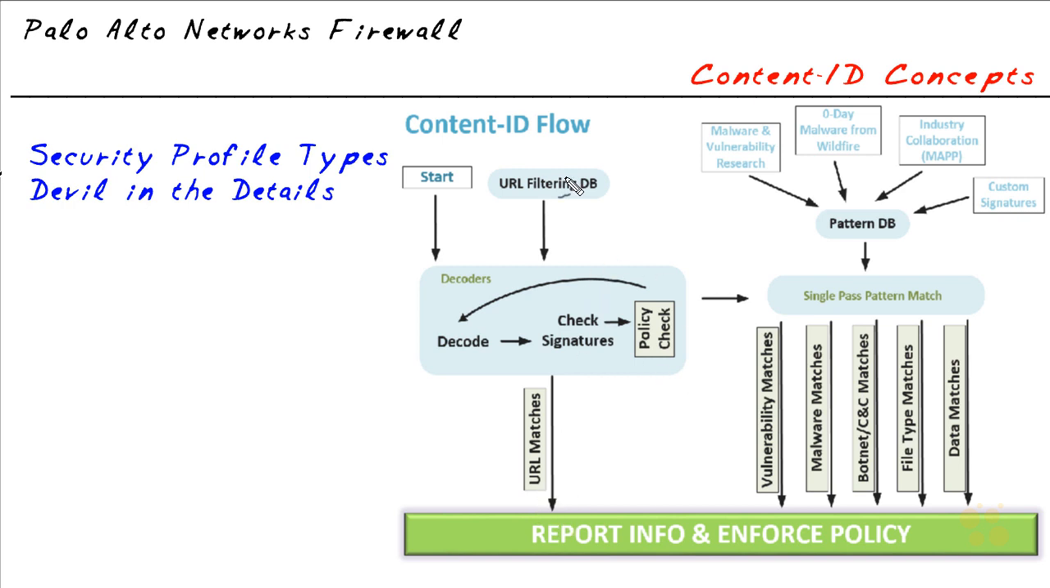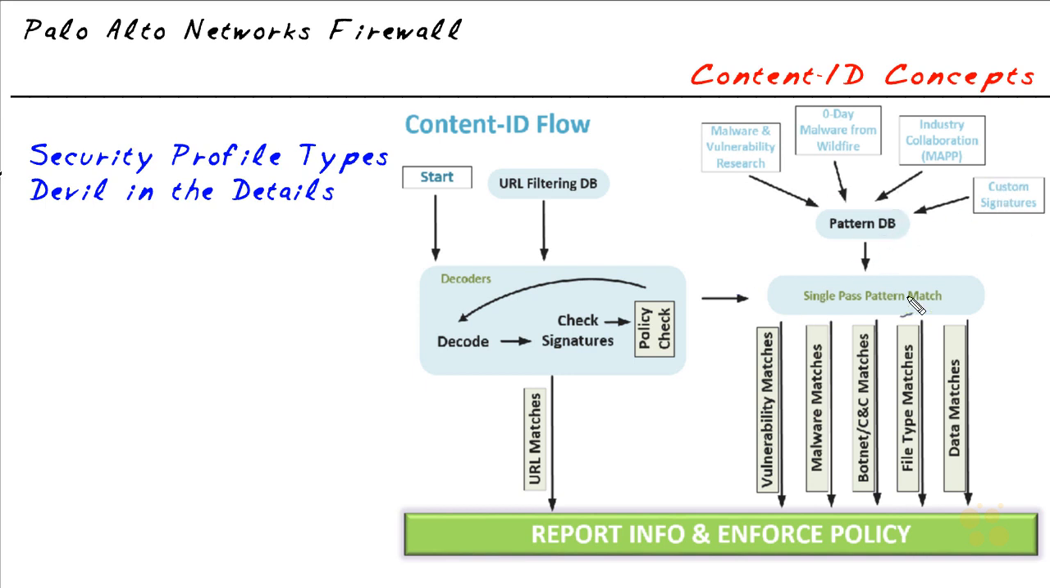And my URL filtering database feeds into this. Otherwise, I pass on to the single pass pattern match. So this, again, is a different engine from a CPU standpoint. All of my other things feed into my pattern database, whether it be my CVE or custom signatures or stuff from WildFire or the different antivirus update signatures that I have, my threat protection subscription. All that stuff feeds into the pattern database.